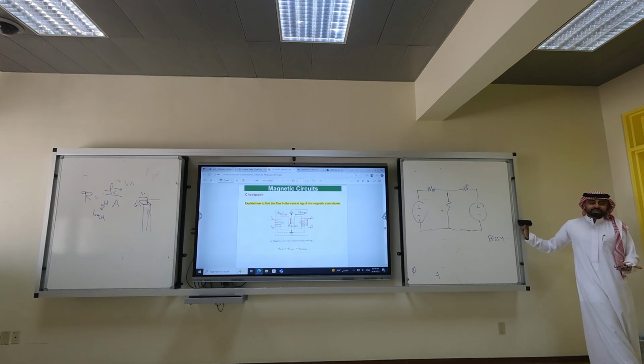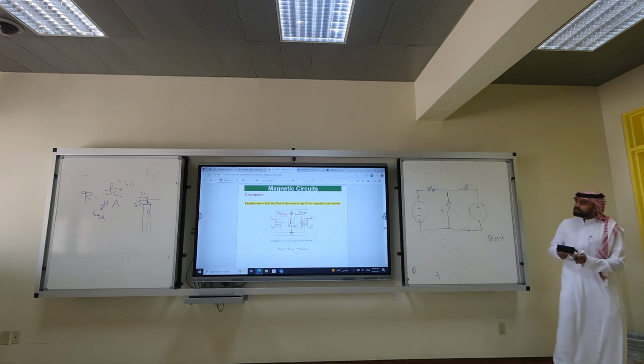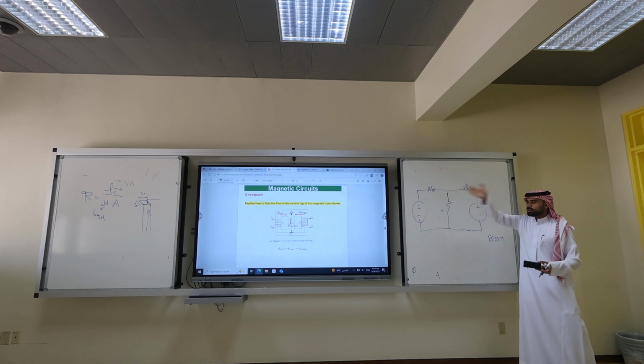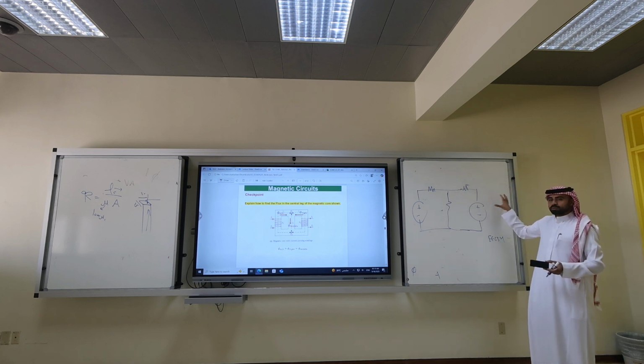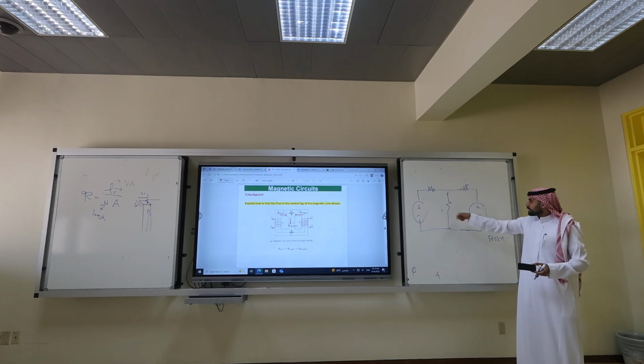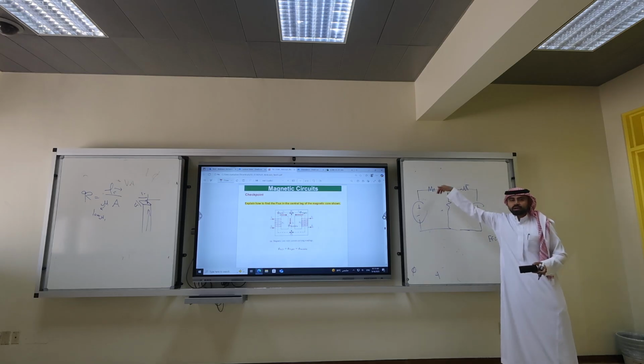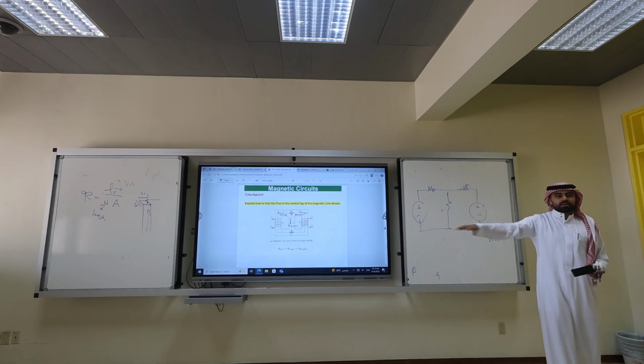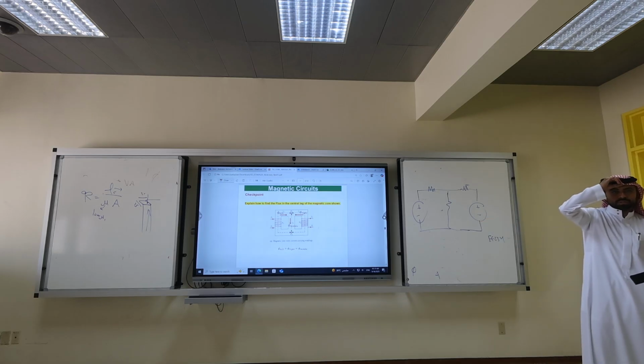You can use node voltage, but the problem with it is you need to get MMF. So don't use node voltage. You can use superposition. Okay? So you can calculate the flux due to this, the flux due to that, and you add them together. That's the professional way. So the professional way, superposition.